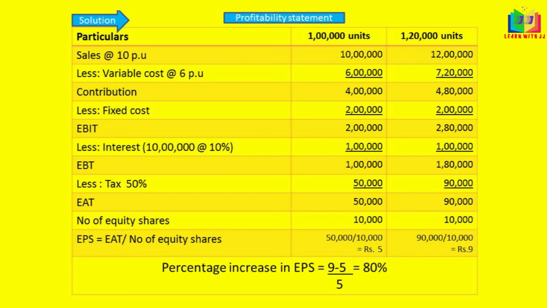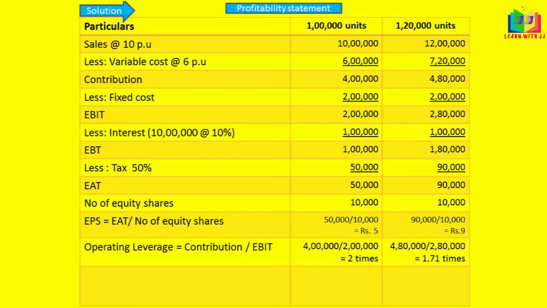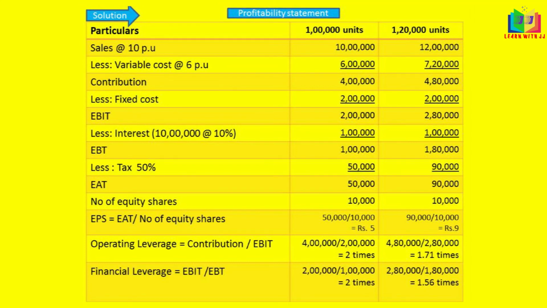The next question is to calculate the operating leverage, and the formula is contribution divided by EBIT. So we get 2 times for 1 lakh units and 1.71 times for 1,20,000 units. The next one is the financial leverage for both categories. It is 2 times for 1 lakh units and 1.56 times for 1,20,000 units.